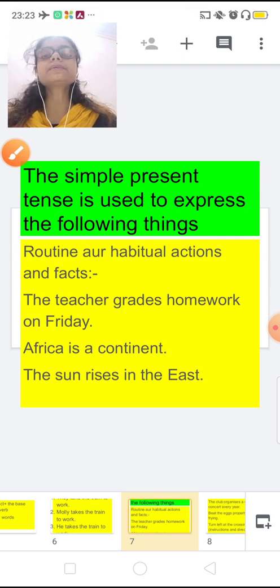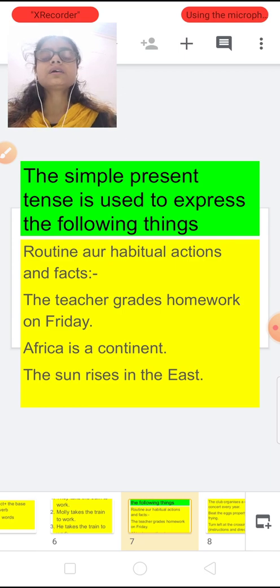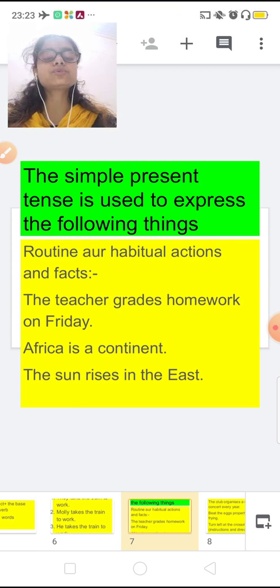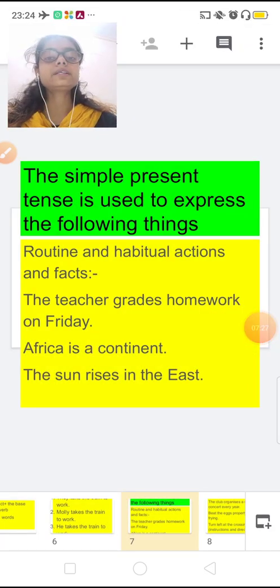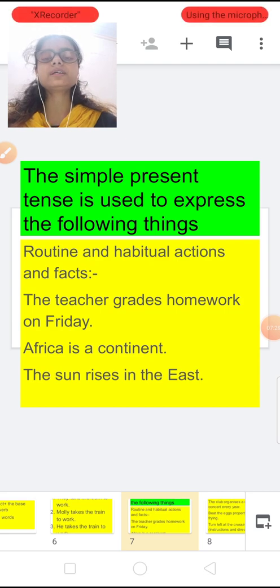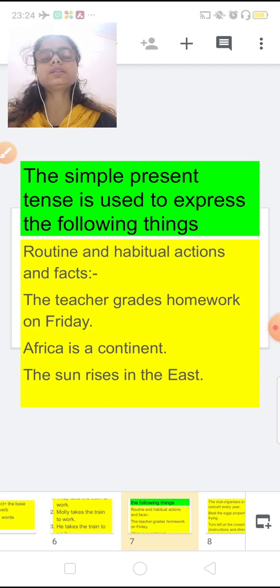Now simple present tense is used to express the following things. First thing, it is used to express routine and habitual things, like the teacher grades homework on Friday. So this is a habitual or routine thing, that the teacher grades homework on Friday.